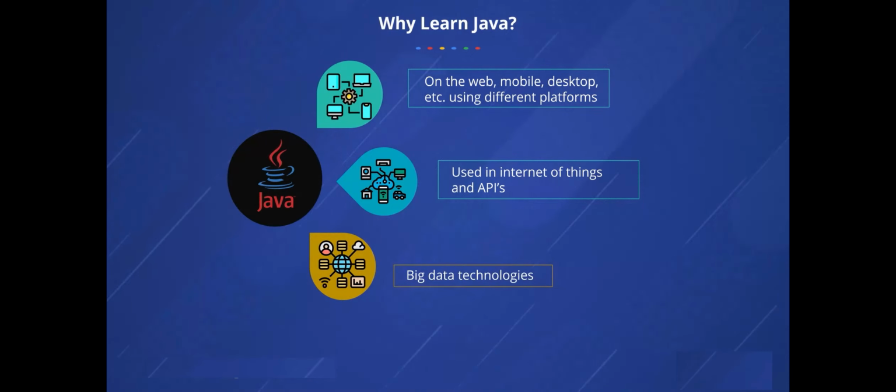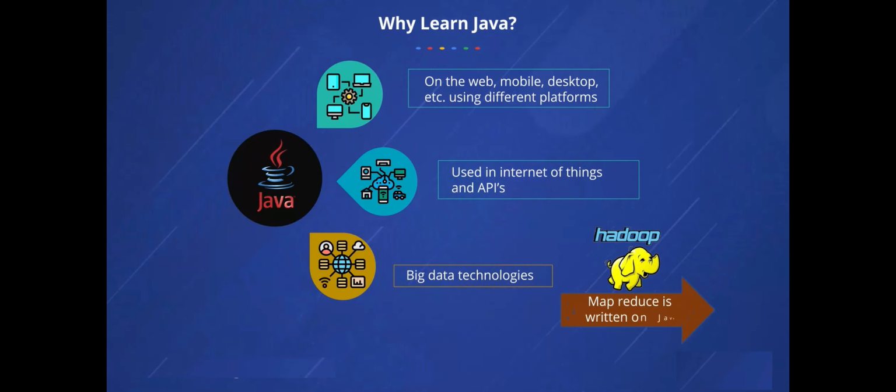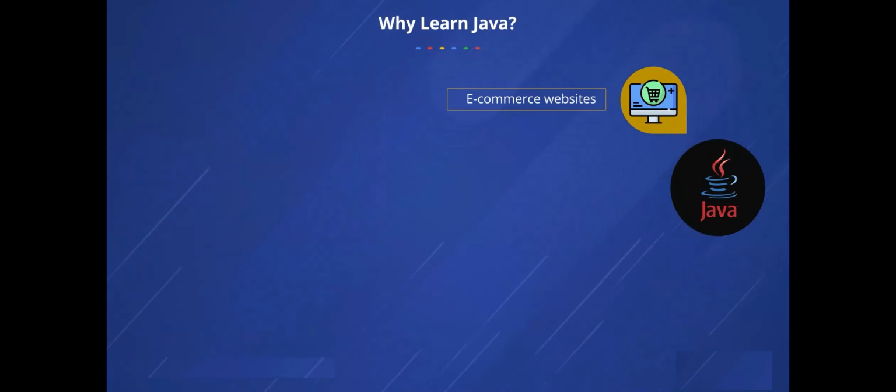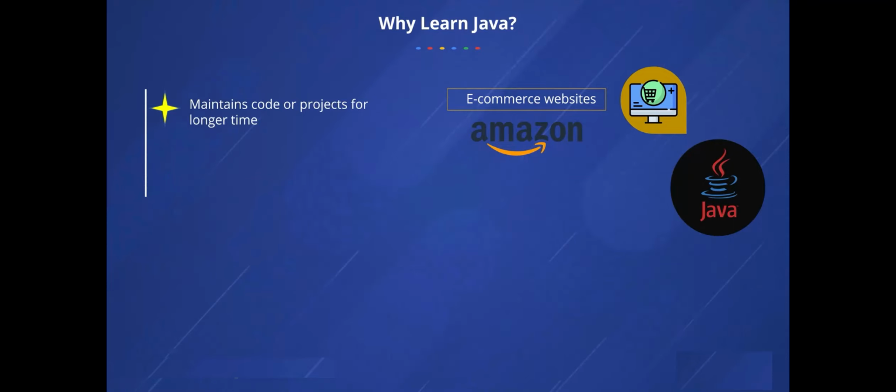In fact, I'm not sure whether you know Hadoop, which is one of the powerful components of big data, which helps you to process data in parallel. The entire MapReduce of Hadoop is written in Java. And coming to e-commerce, I'm not sure whether you are aware, the Amazon website which is running is actually written in Java, because Java supports object-oriented programming, which helps the programmers to maintain their code or their projects for a longer time in a more modular fashion, scalable, better modular, or to make it more extensible, debuggable.